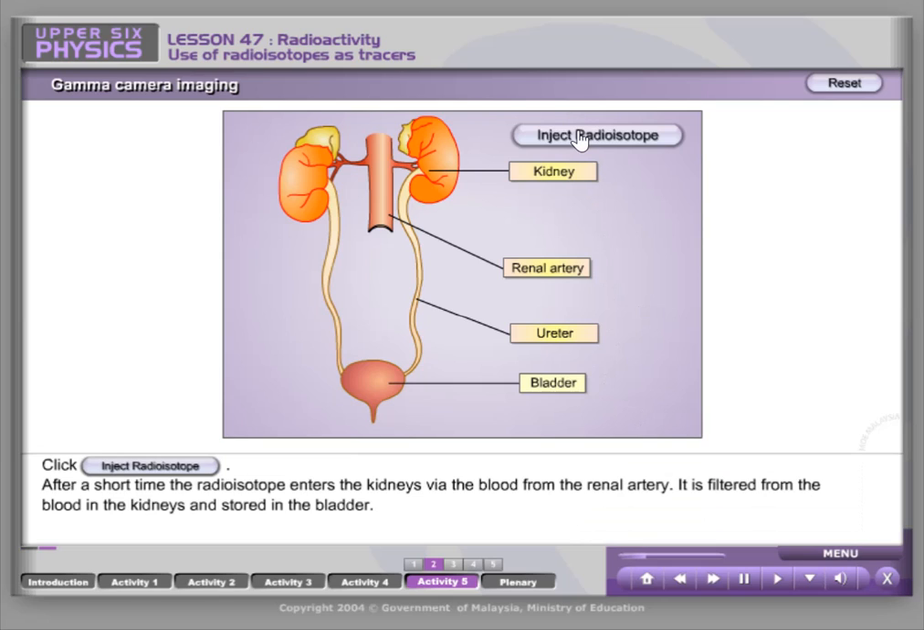Click the Inject Radioisotope button. After a short time, the radioisotope enters the kidney via the blood from the renal artery. It is filtered from the blood in the kidneys and stored in the bladder.